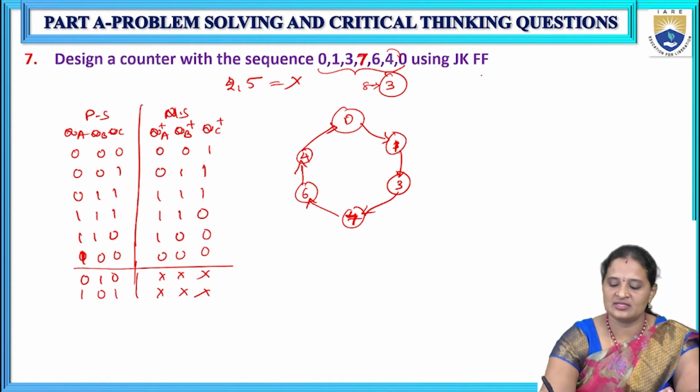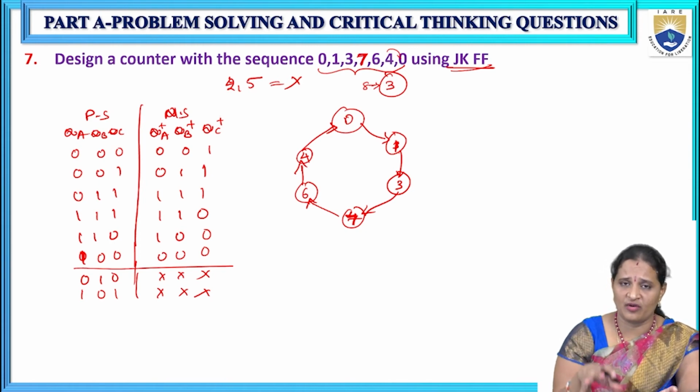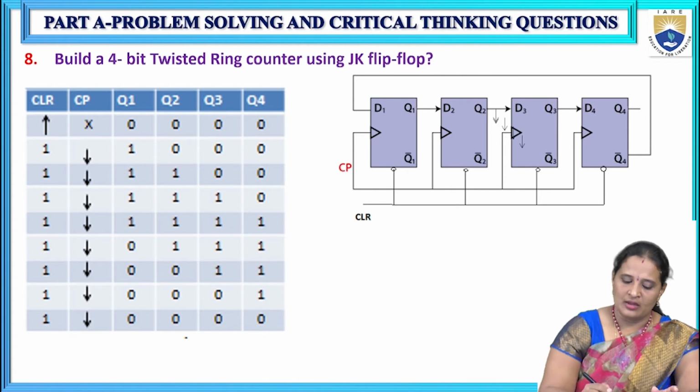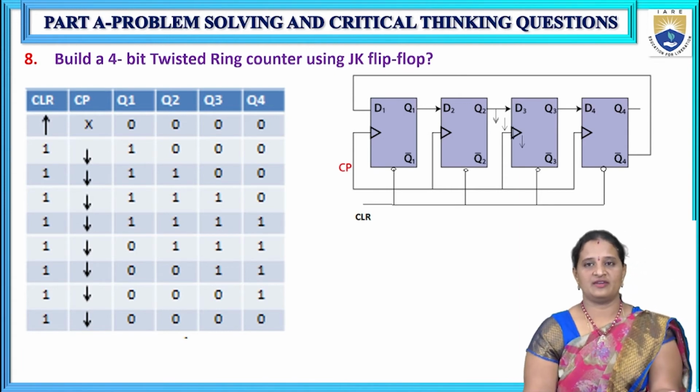Now, here he has given JK flip-flop. Consider the JK flip-flop excitation table and derive the characteristic table of that counter, and then get the simplified expression for the flip-flop inputs, and then implement the logic circuit using the simplified expressions. Okay. Next, build a 4-bit twisted ring counter using JK flip-flop.